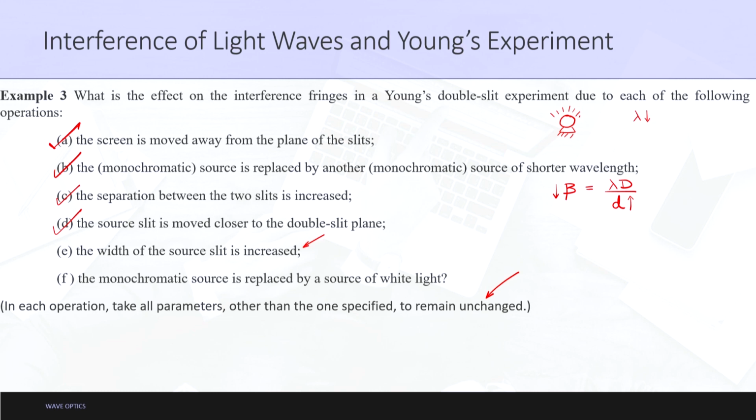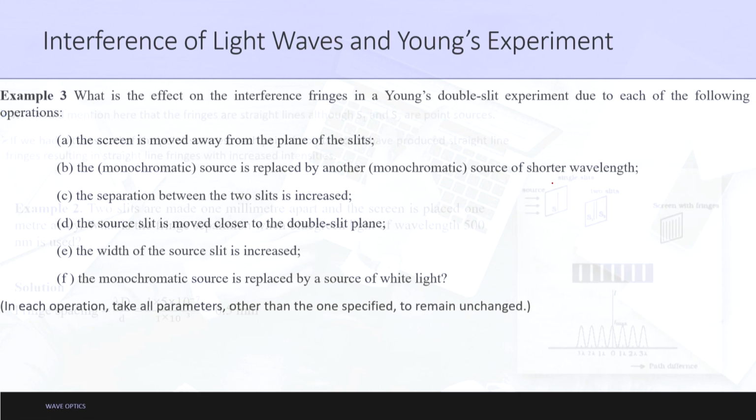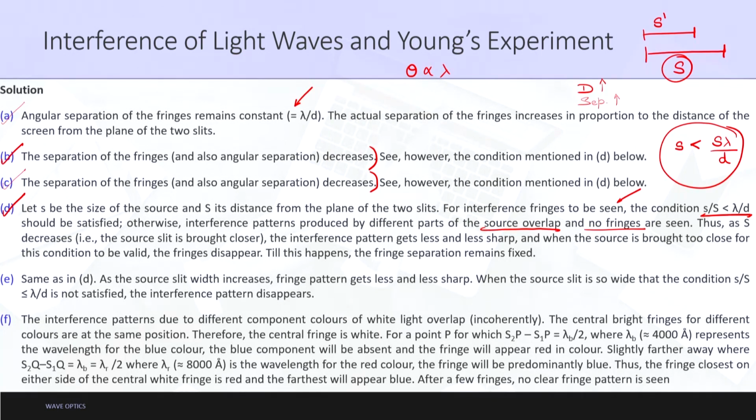So the width of the source slit, the width of this first slit, which is the source slit, is being increased. What will happen in this case now? Same as in D, as the source slit width increases, the fringe pattern gets less and less sharp.